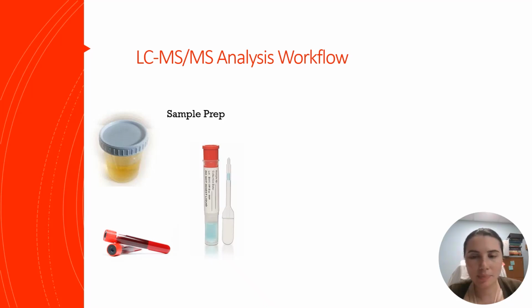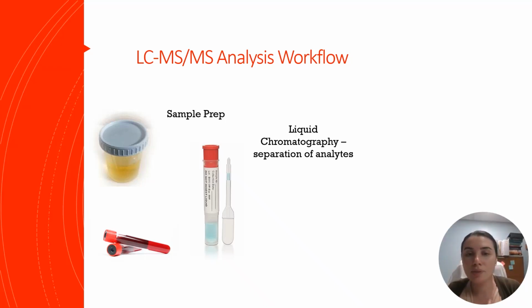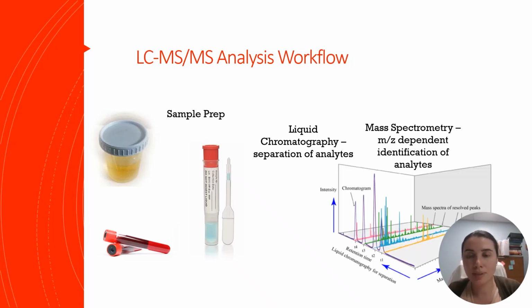I talked about sample prep, and so I just wanted to bring you all back to what an LC-MS analysis workflow looks like. So the first step is to get your sample from its original container in a form that is compatible with your instrument. So your sample prep will differ based on the kind of sample that you have. I have pictured here urine, blood, and oral fluid. You then have liquid chromatography that separates your analytes, and then mass spectrometry for each of the separated analytes.